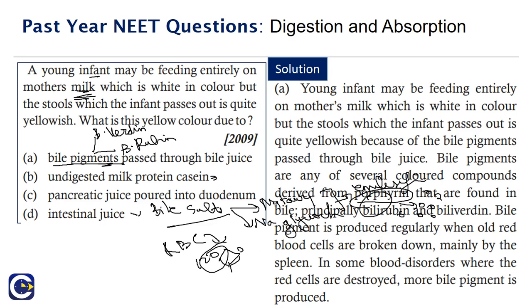Once 120 days is done, it goes to the spleen, and there the porphyrin ring is metabolized, and then we derive biliverdin and bilirubin. Bile pigment is produced regularly when old red blood cells are broken down, mainly by the spleen. So the spleen is called the graveyard of blood cells. In blood disorders where red cells are destroyed, more pigment is produced. So for any question with regards to the color of the stool, we have to consider bile pigments.